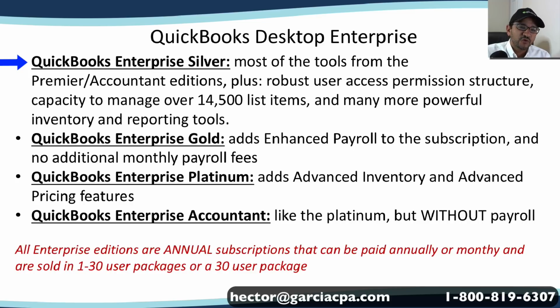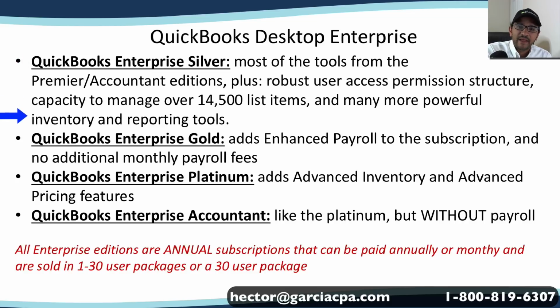You have robust user access permission structure where you can choose what areas you want the user to be able to view, modify, delete, that sort of thing. You can manage more than 14,500 list items, which is a limitation that QuickBooks Pro, Premier, and Accountant have. If you have a combination of items like products and services, customers, vendors, and that combination adds to 14,500, your QuickBooks Pro, Premier, and Accountant will pretty much lock. And you would have to move on to QuickBooks Enterprise, or you have to delete data in order to move forward. So QuickBooks Enterprise is really meant for those larger companies that need just a much larger database.